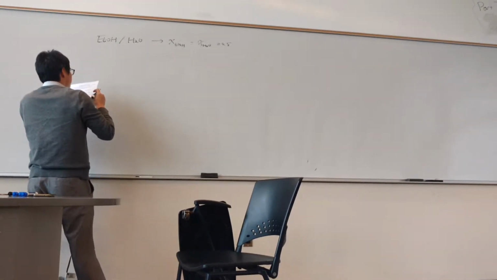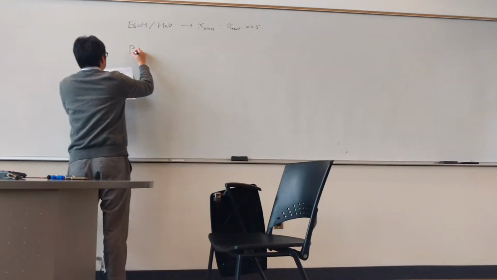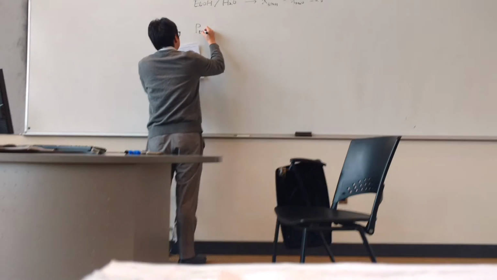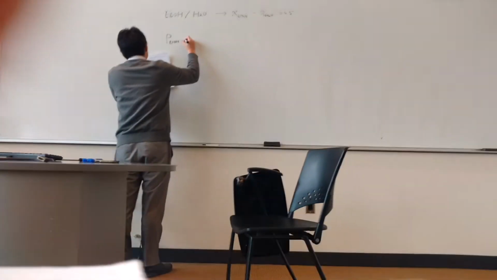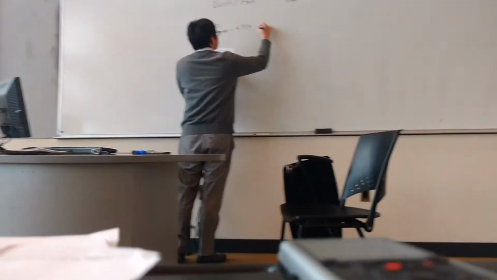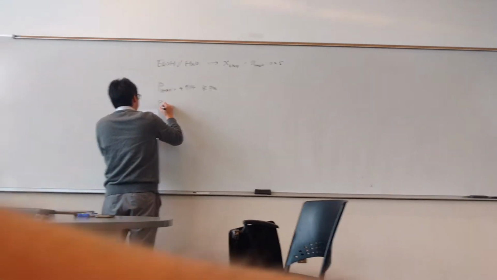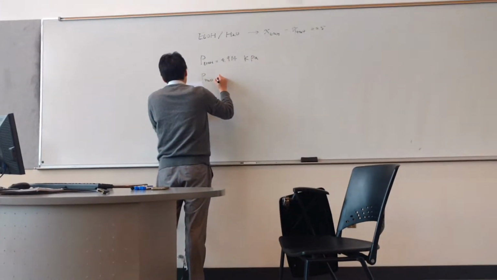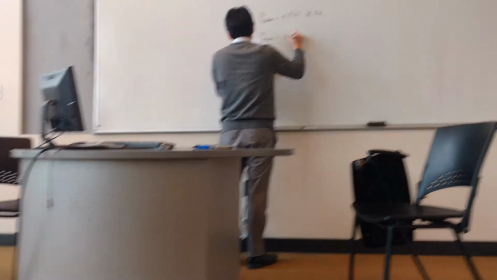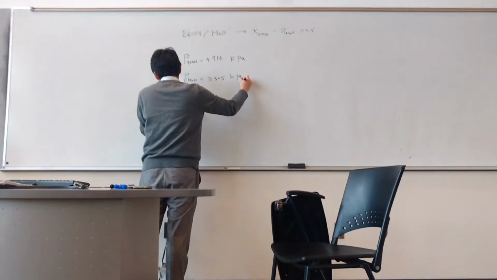And then you know the vapor pressure of your ethanol is 4.914 kilopascal. And the pressure for your H2O is equal to 2.305 kilopascal.